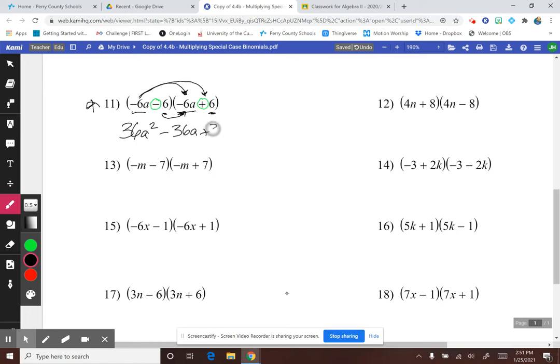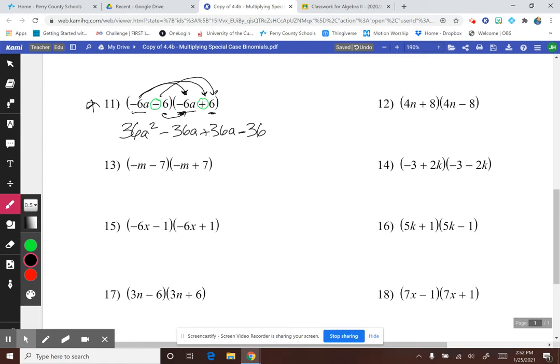6 times 6 is 36. And the a just kind of comes along for the ride. And last but certainly not least, I have negative 6 times a positive 6. So a negative times a positive is negative. 6 times 6 is 36. So look at what happens here.